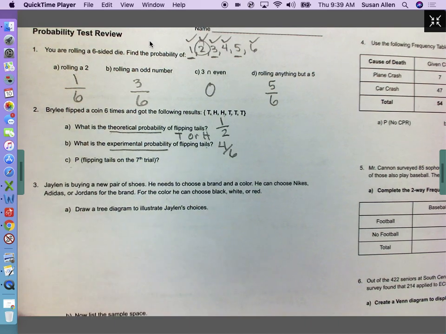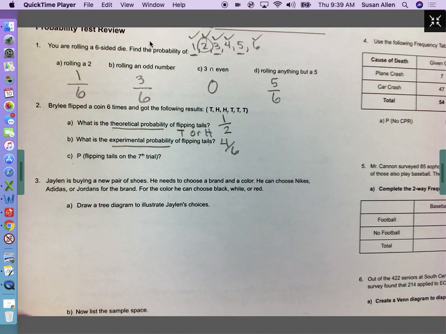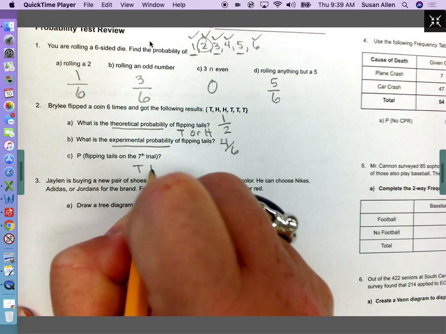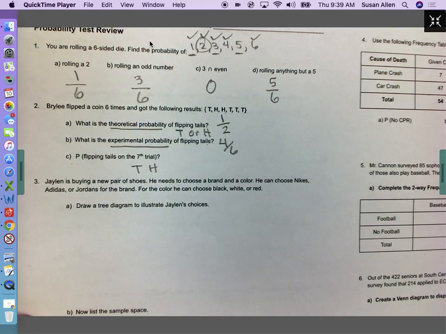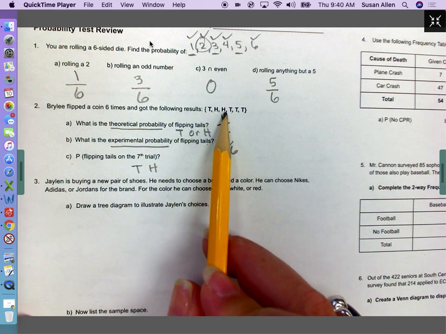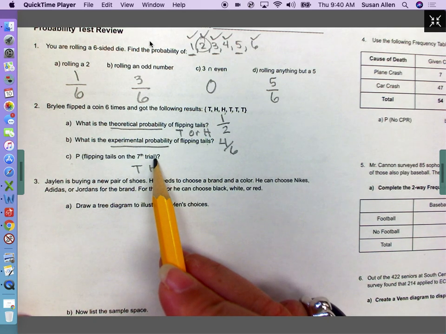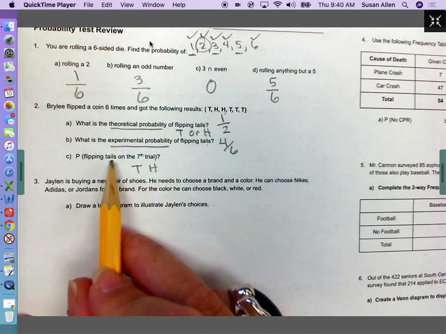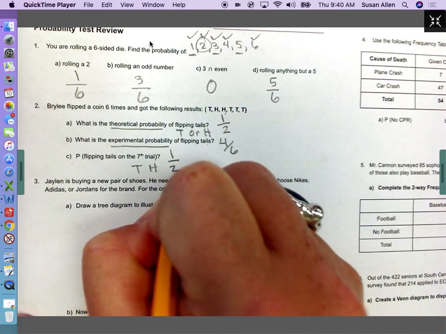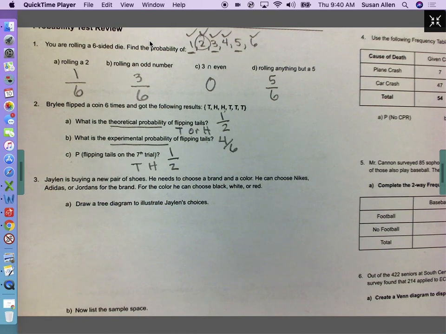For C, you are asked, what is the probability of flipping a tails on the 7th trial? Well, on the 7th trial, you still only have 2 possible outcomes. Every flip is independent of another, which means the outcome that she got up here has nothing to do with the potential outcome on her 7th trial, which means her probability of flipping a tails is still 1 out of 2 possibilities.